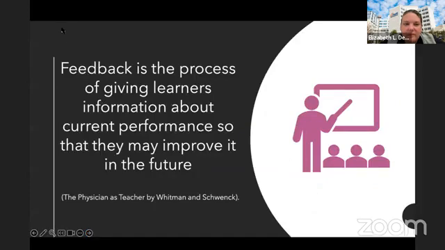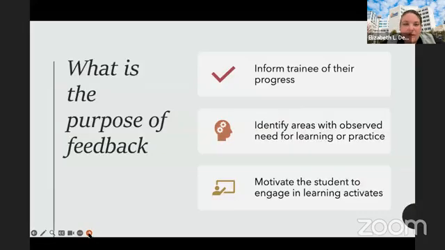One definition of feedback is that it's the process of giving learners information about their current performance so that they may improve it in the future. And I think that the definition that Tala has put in the chat is a nice way to rephrase what we've just said here. Thank you, Tala.